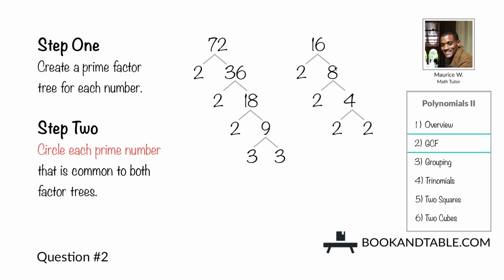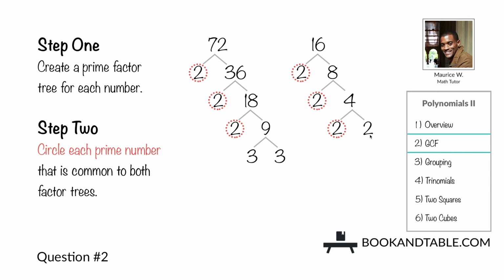8 is an even number, so it can be divided by 2, giving us 2 times 4. And 4 is an even number, so it can be divided by 2, giving us 2 times 2. And now that we have all prime factors at the end of our tree, this prime factor tree is completed as well. So the second step is to circle each prime number that is common to both factor trees. And we'll see that each prime factor tree has a total of 1, 2, 3 2s.